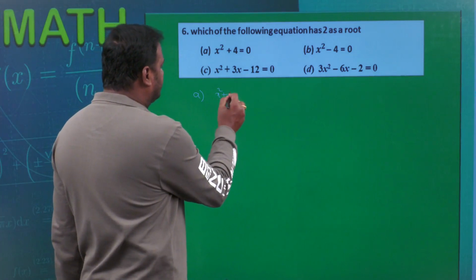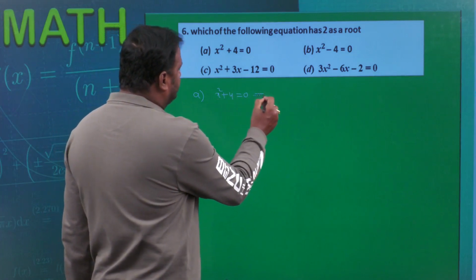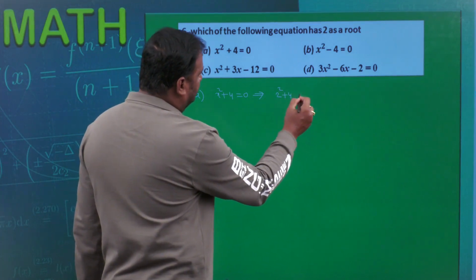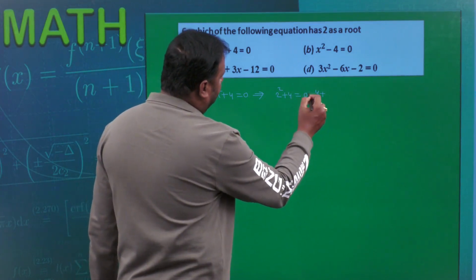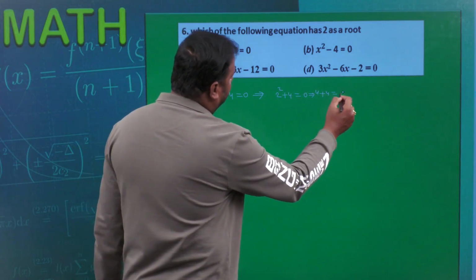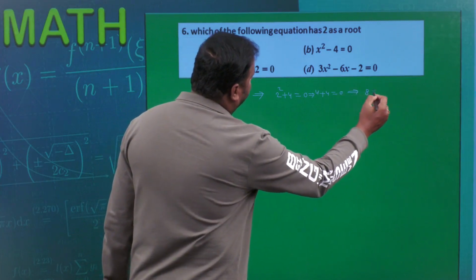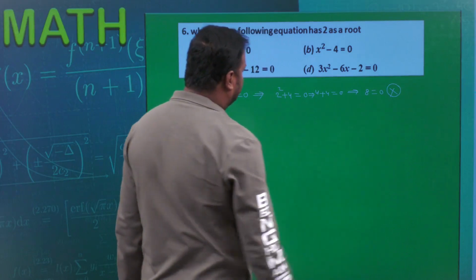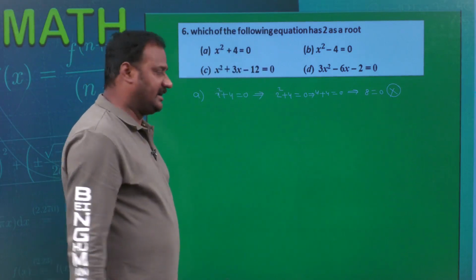x square plus 4 is equal to 0. When you substitute x is equal to 2, then it would be 2 square plus 4 is equal to 0. 4 plus 4 is equal to how much? 8. 8 is equal to 0. Is this correct? Absolutely wrong. So that first one is not our answer.